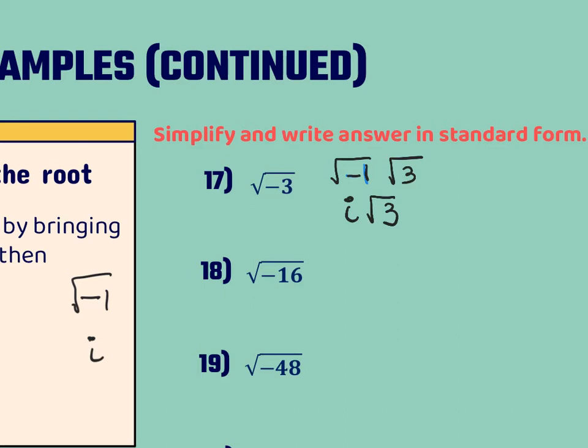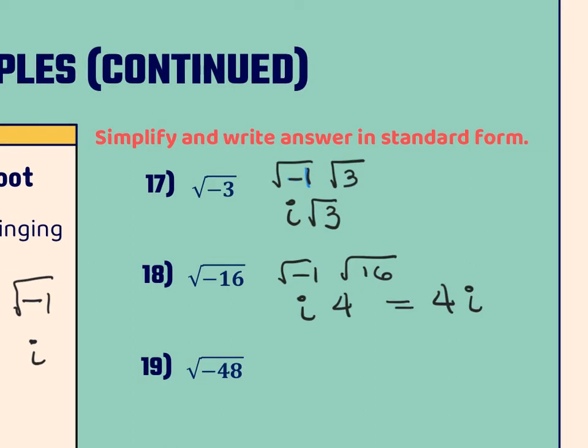For number 18, again, if you need to see the visual, separate and make it negative 1 times 16. The square root of negative 1 is i. The square root of 16 is 4. Generally, you're going to see it written like a normal variable, so make it 4i. Technically, i4 is the same thing because it's multiplication. However, I would put it as 4i.